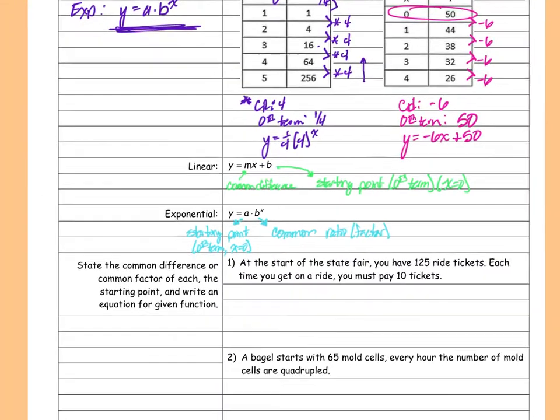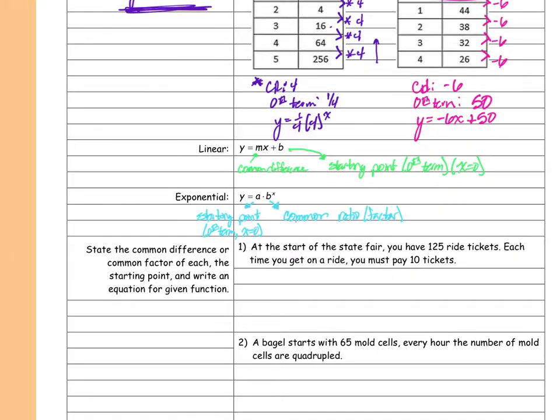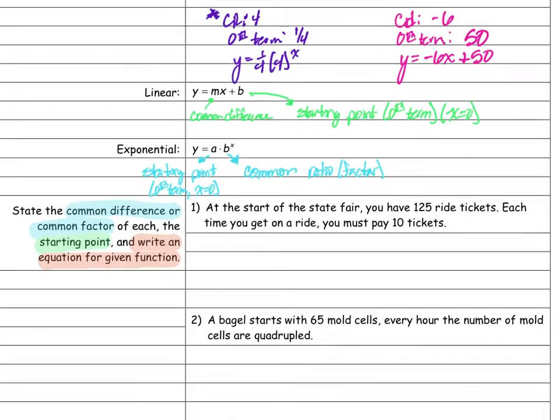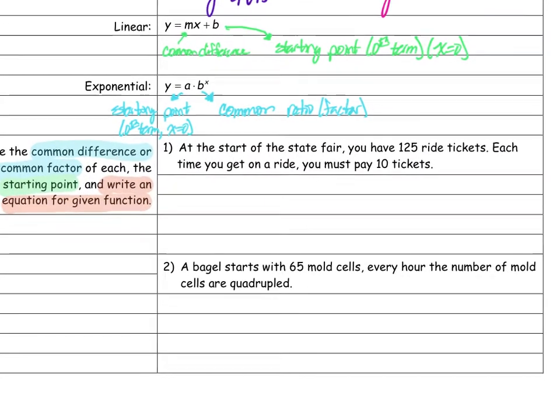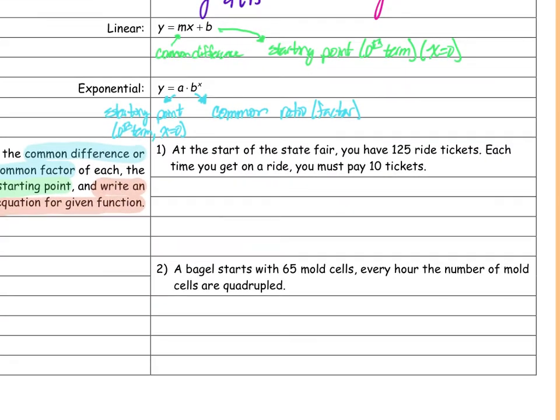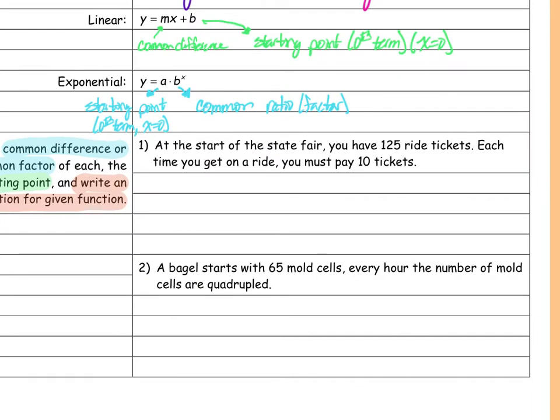Okay, so here we go. So it says, again, I think it's the same as yesterday: state the common difference or common factor, the starting point, and write an equation for the given function. So we have 3 things to do for each one of these individual little story problems. They're like little mini story problems because they're really only 2 sentences long. So it's not really a story problem.